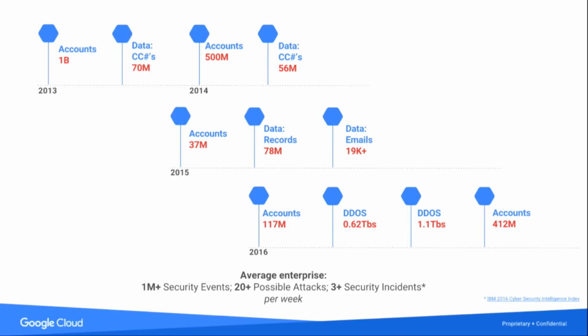In a cybersecurity report by IBM last year, they found that the average enterprise is faced with over 1 million security-related events on their networks and on their systems, out of which 20 of them could have been possible attacks, and over 3 actual security incidents happening per week. And that's a staggering amount when you think about the remediation that's required to deal with that.